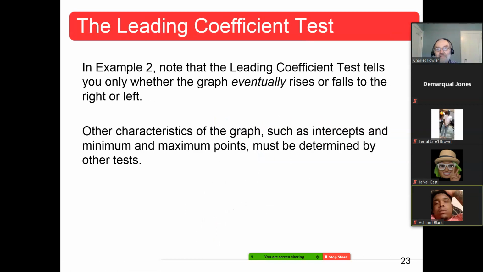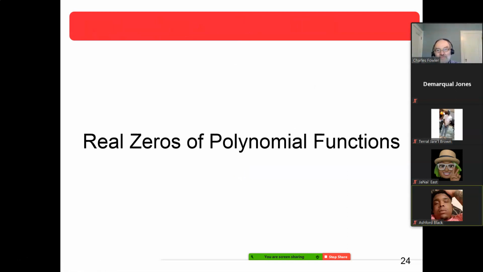In example 2, note that the leading term test, as I like to call it, tells you only whether the graph eventually rises or falls to the right or left. That's all it tells you. What happens in the long run? Very large negative, very large positive. End behavior. That's all you're dealing with. Other characteristics of the graph, such as the intercepts and the minimum or maximum points, must be determined by other tests. That's what I was suggesting to you. Some others, since we had the nice graphs there, I was pointing those out to you.